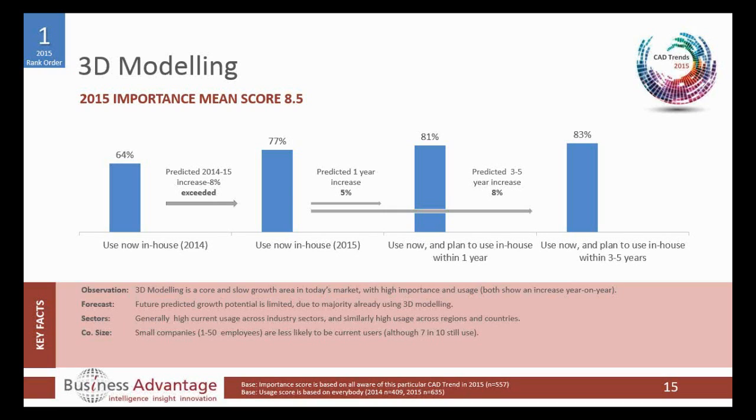So in this case, last year, 64% were using 3D models. There was an increase of 8% predicted, but the actual increase was actually much higher at 20%. Going forward, the future predicted growth potential is now seen as more limited, and the majority of our sample are already using some form of 3D modeling. The third and fourth bars show predicted usage in 1 year and then in 3 to 5 years' time. And again, the arrows between them show the predicted percentage increase in usage.